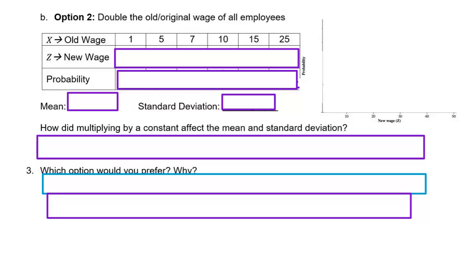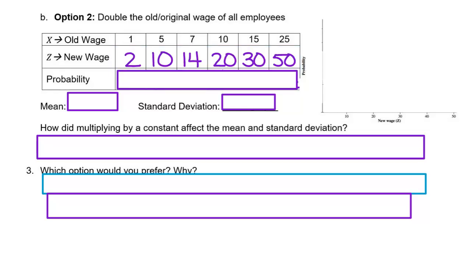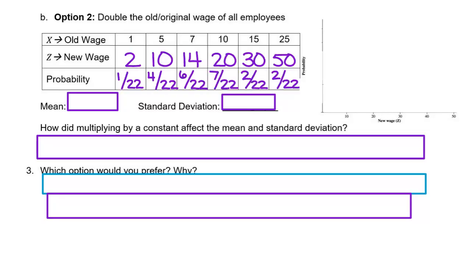What are the possible wages if we double everybody's old wage? 2, 10, 14, 20, 30, and 50. Do the probabilities change? Nope. Probabilities stay exactly the same.